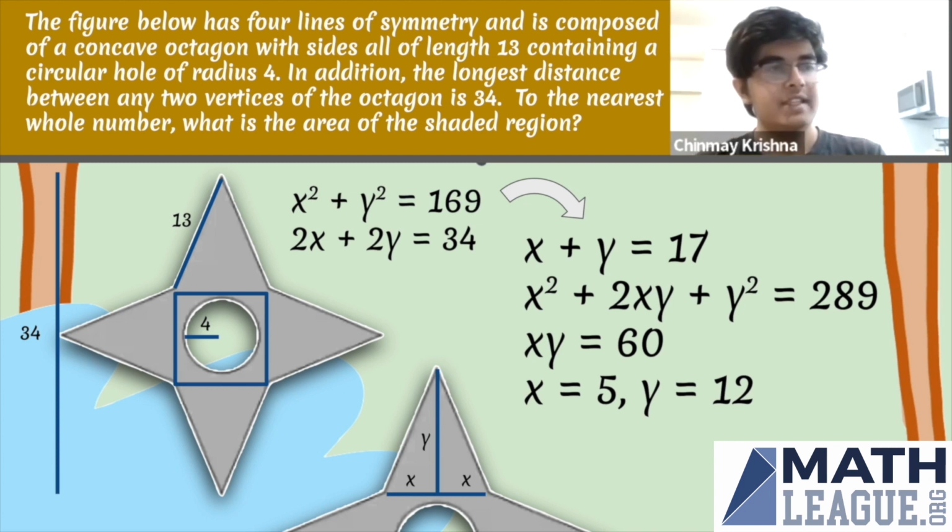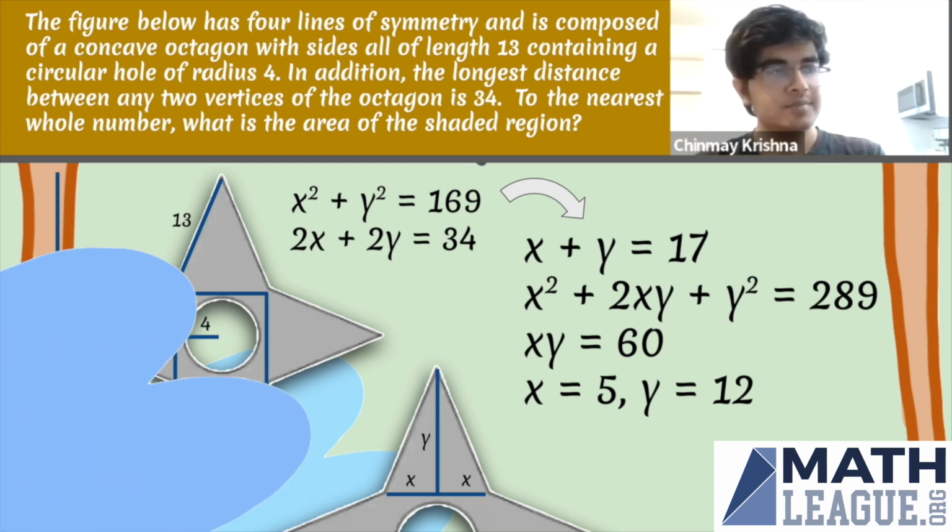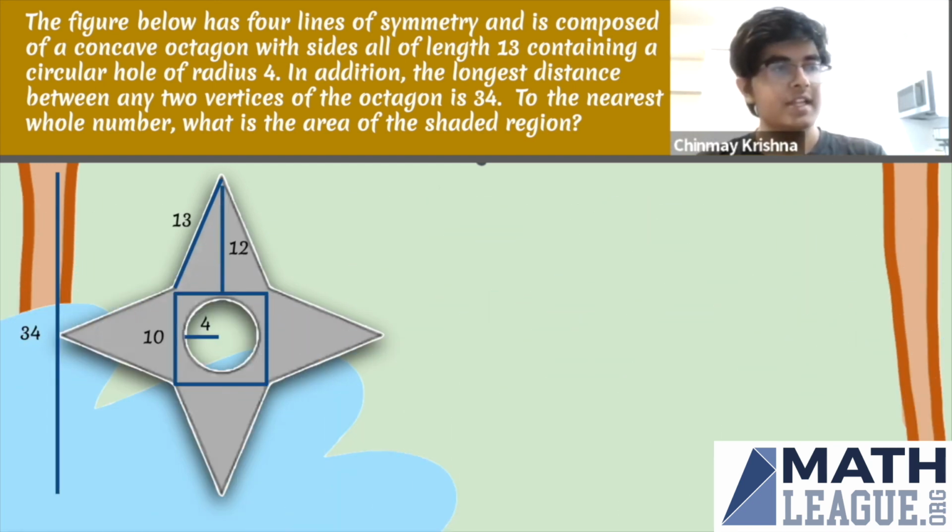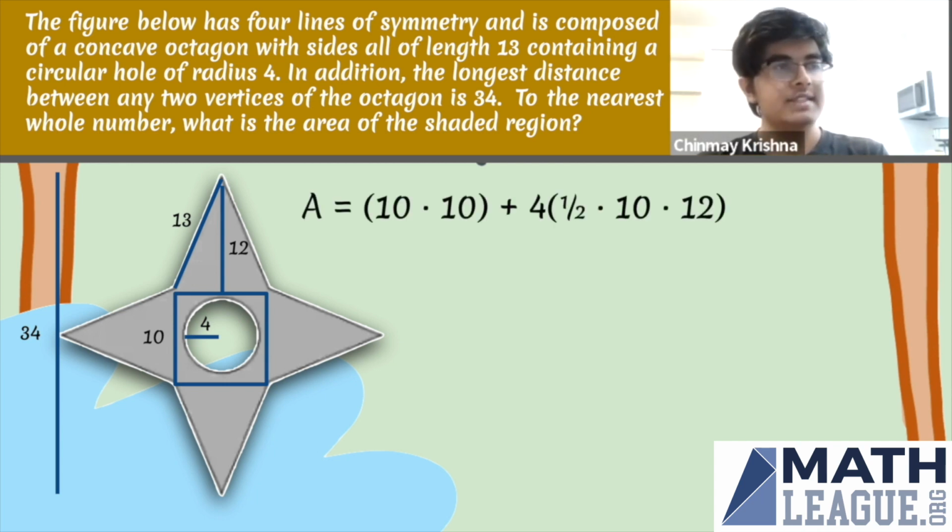Now let's find the area of this octagon. We can find the area of the inside square. The area of the square on the inside is 100, since the side length is 10. Then the area of each of these triangles would be 1/2 base times height. Our base is 10 and our height is 12, so the area would be 60, and we have 4 of those. That makes the total area of the entire octagon 100 plus 240, which is 340.